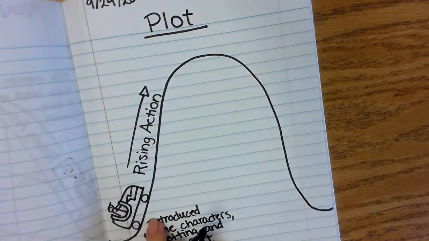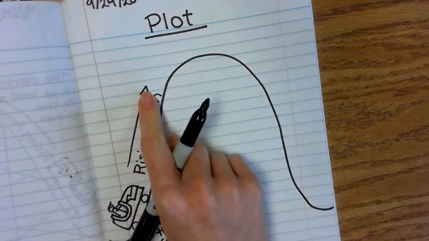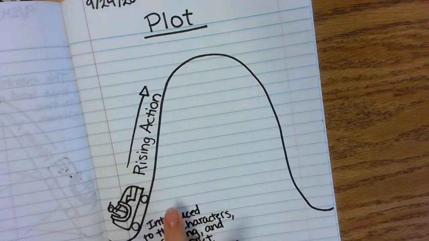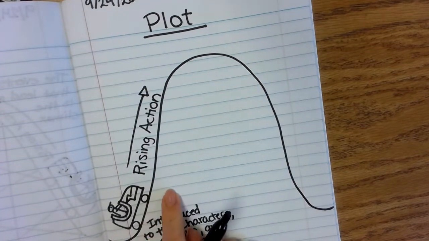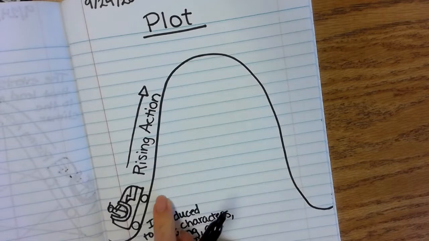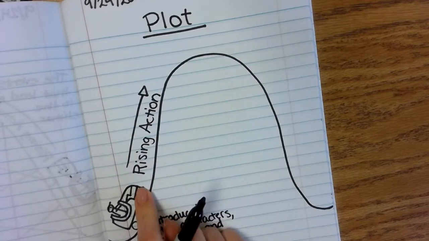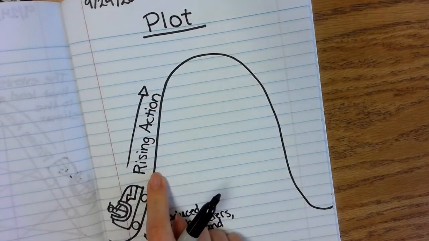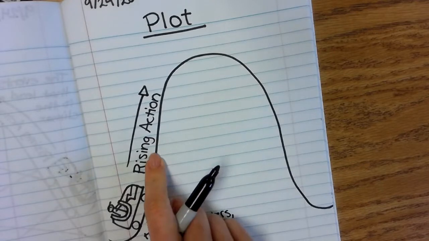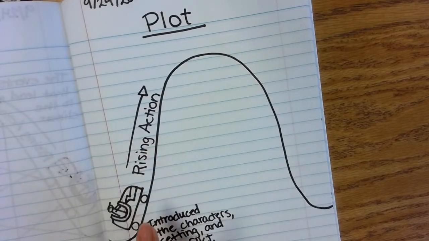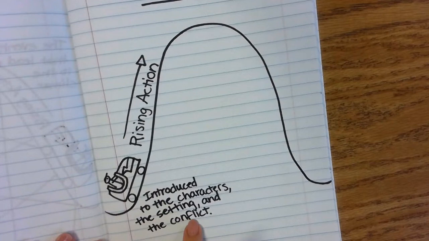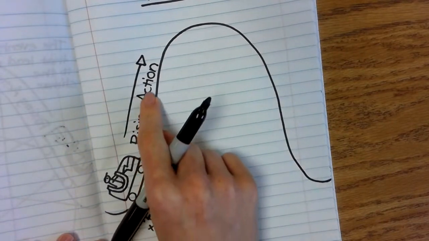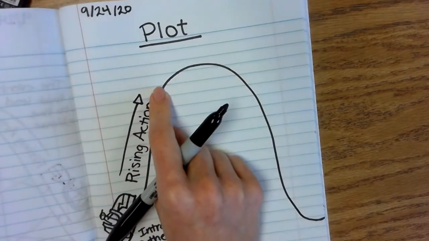So if I was using an example story of the Three Little Pigs, the rising action would be the part of the story where we learn about the three little pigs being brothers, they're building their house, and the big bad wolf is starting to come around and huff and puff and blow some houses down. There's a problem, right? That's the conflict of the story, is this big bad wolf huffing and puffing and blowing the houses down.